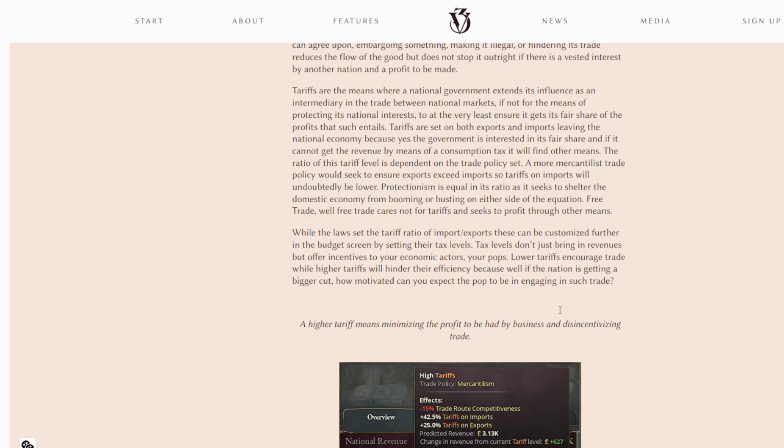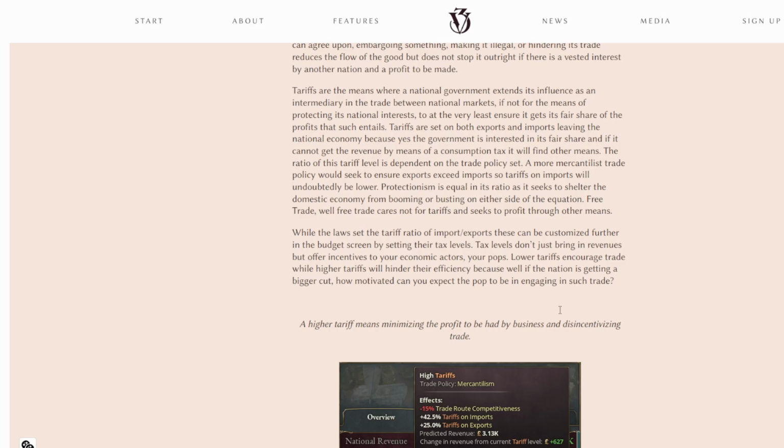Tariffs are set on both exports and imports, leaving the national economy because, yes, the government is interested in its fair share, and if it cannot get the revenue by means of a consumption tax, it will find other means. The ratio of this tariff level is dependent on the trade policy set. Makes sense that depending on the trade policy you utilize, your tariff levels then have an upper and lower level.